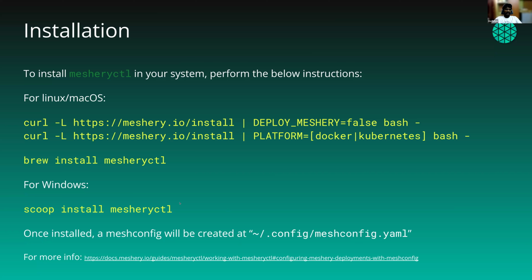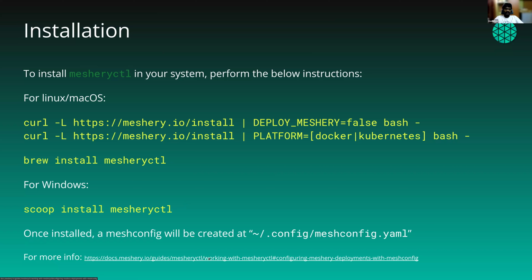And if you do have a package manager installed, like Homebrew on your macOS or Linux, well and good, then we do have a Homebrew command for it: brew install mesheryctl. For Windows, there is a package manager called Scoop, so you can just install Scoop and then type scoop install mesheryctl.